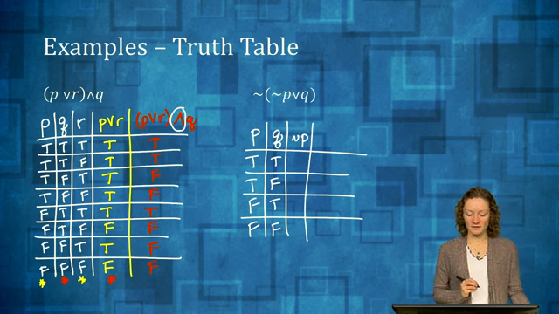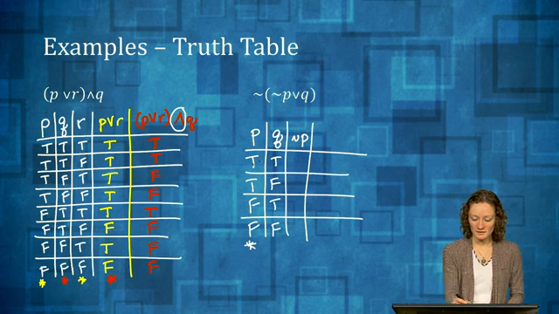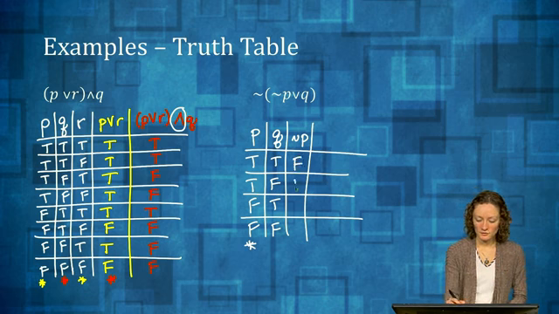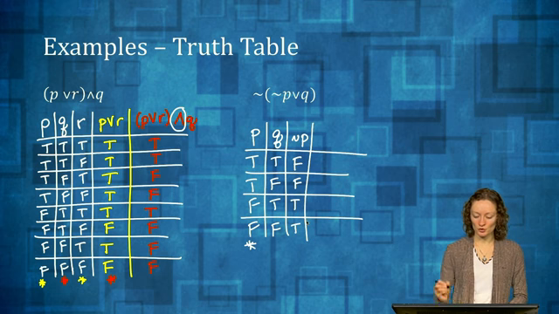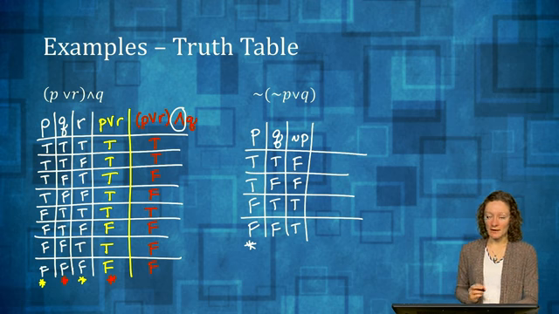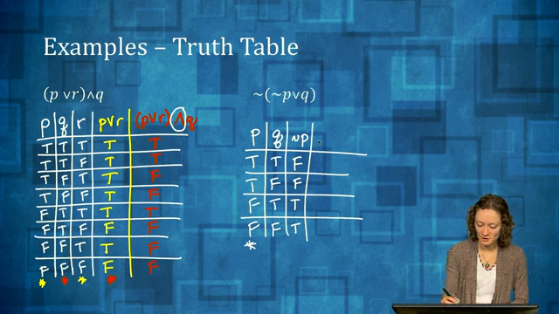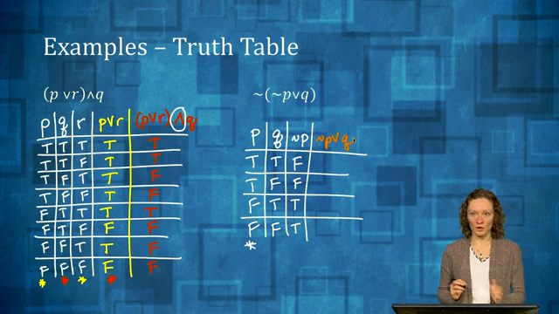Negation P. Negation P comes simply from the P column. It's just the opposite. True, true, false, false becomes false, false, true, true. Okay. Now that we have negation P, we could pull negation P and Q together with this disjunction because we have a column for each of those pieces. Negation P or Q.